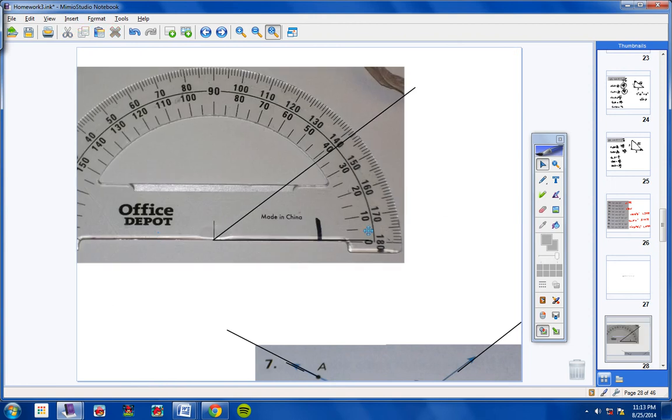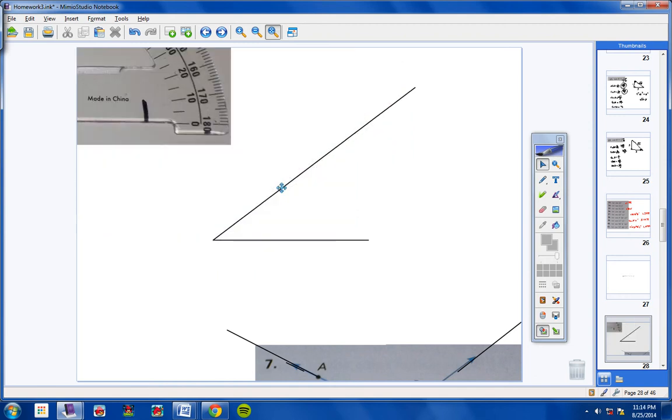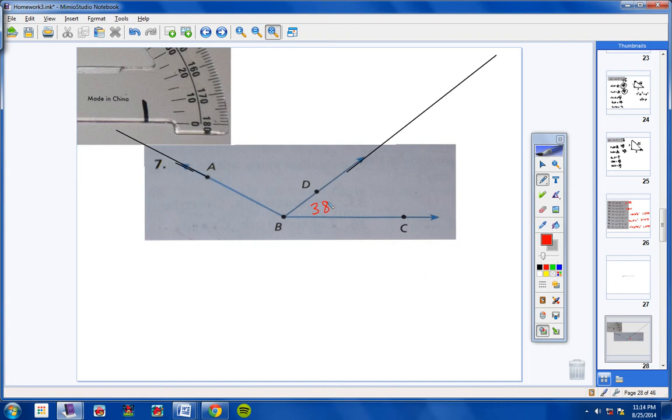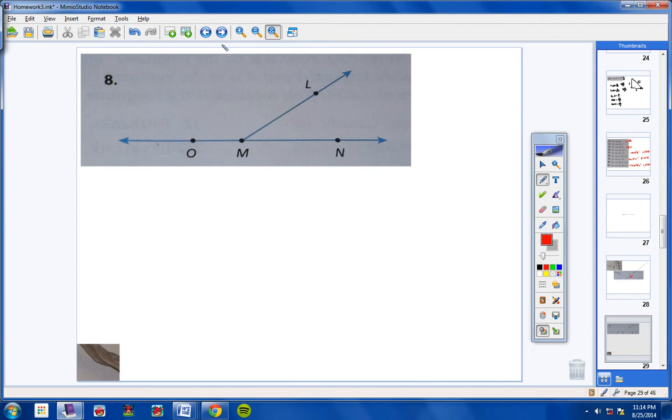It looks like it's going to go through 10, 20, 30, about 38 degrees is what I'm getting. Again, if that's not exactly right, it's not the end of the world, but I'm getting about 38 degrees right here for this angle. The answer key says 40 degrees, so we're close enough. That's fine. Okay, moving on to this problem here.